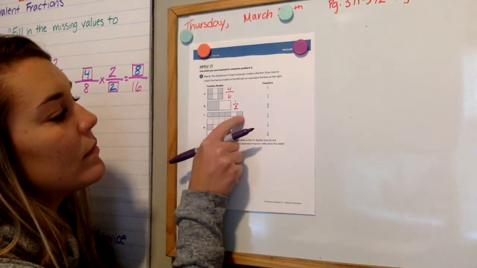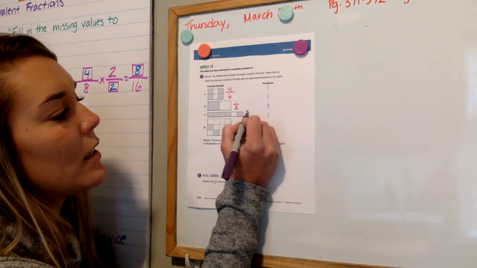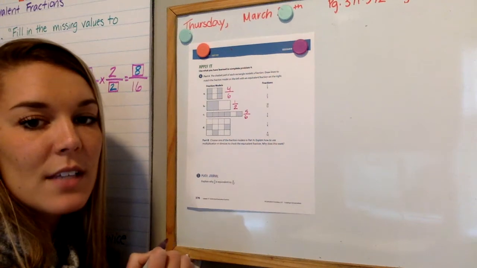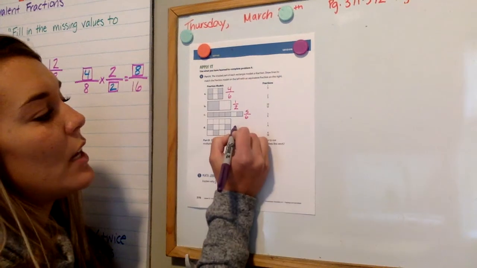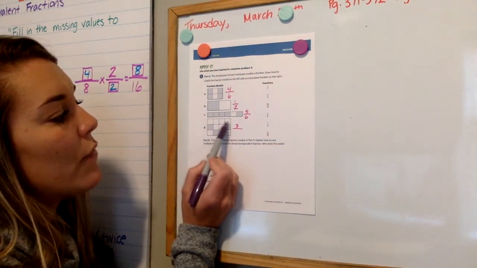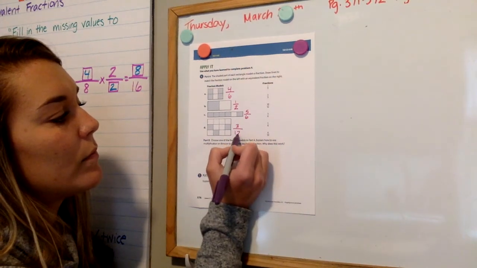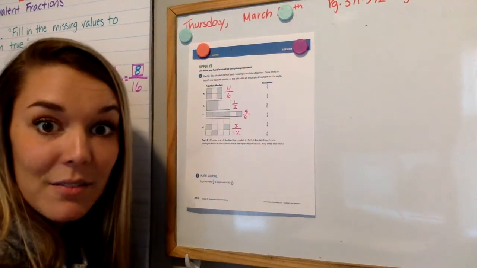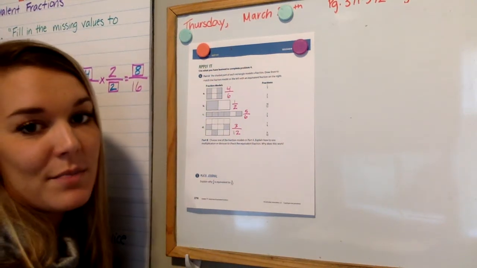In this one, how many are shaded? 1, 2, 3, 4, 5 are shaded. And there's 6 pieces in total. 5 out of 6. In this one, 3 I see are shaded. How many in total? 1, 2, 3, 4, 5, 6, 7, 8, 9, 10, 11, 12. 3/12. Now, couldn't be that easy, right? It's making us find some equivalent fractions to these, okay?